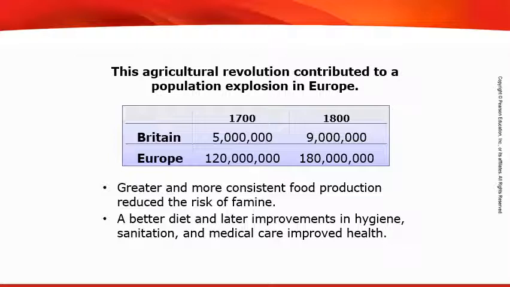You can see here that in the early 1700s Britain had a 5 million population, but at the start of the 19th century, in the 1800s, they had 9 million. Europe's overall population was 120 million in the 1700s, and it increased to 180 million at the end of the 18th century. All of this was possible due to advances in technology and agricultural production systems. People had better food, people had more food, so they became healthy. As a result, the population exploded.